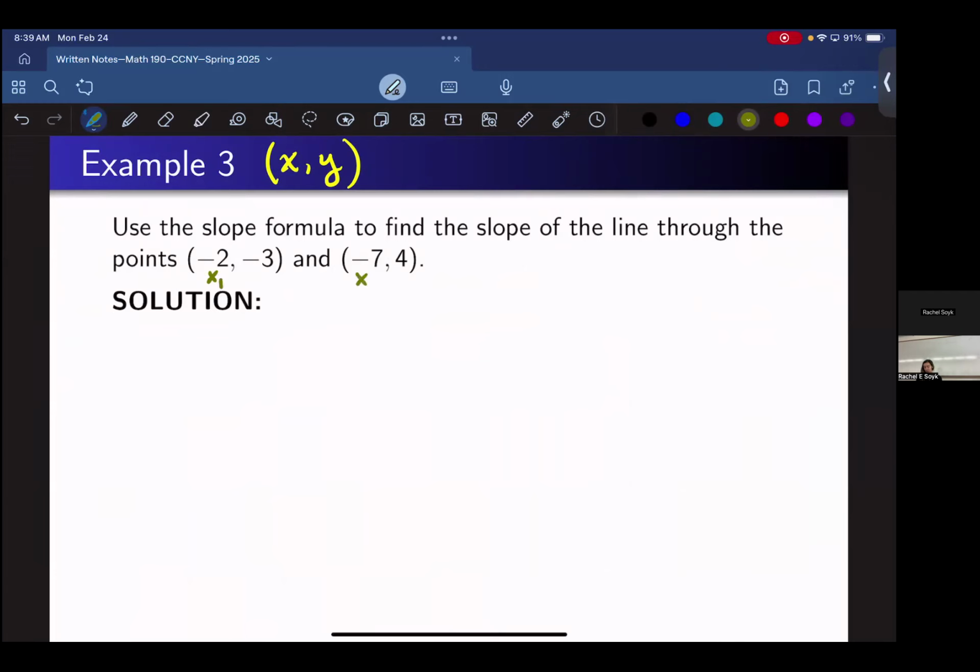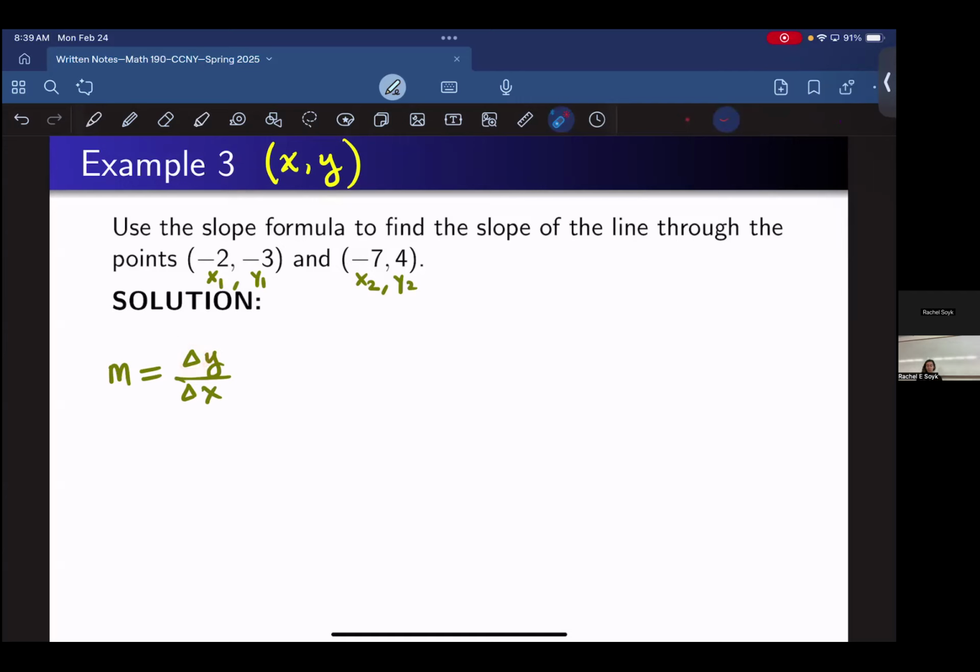This is my second x, because every coordinate point is in the form of x comma y. And then this is my first y coordinate point. This is my second y coordinate point. What is my formula for slope? Change in y over change in x. That triangle stands for change in.